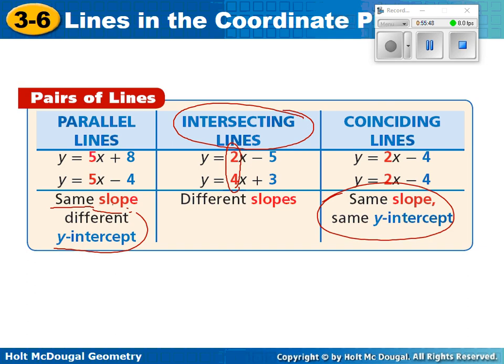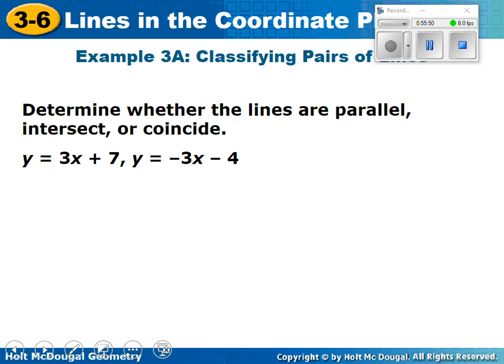Okay? So on the next part of the notes, it says determine whether the lines are parallel, intersecting, or coinciding. Does it say perpendicular at all? No, so don't give me an answer of perpendicular. You're either going to say parallel, intersecting, or coinciding. To do that, you have to look at what? The slope. So you look at the slopes. Are these the same? No. One of them is positive 3, one of them is negative 3.